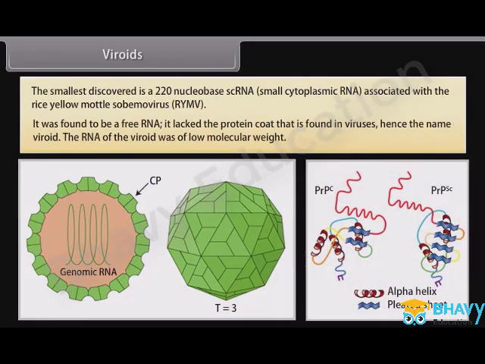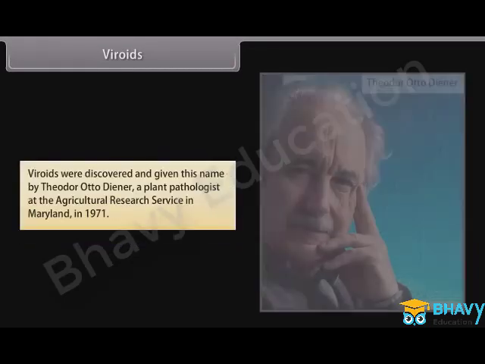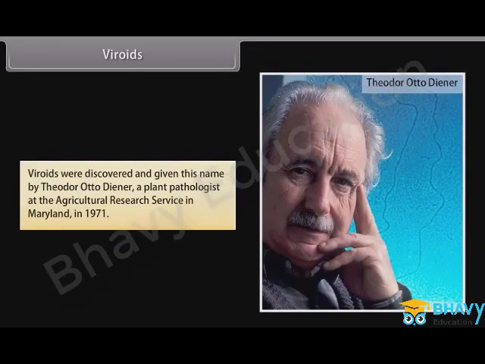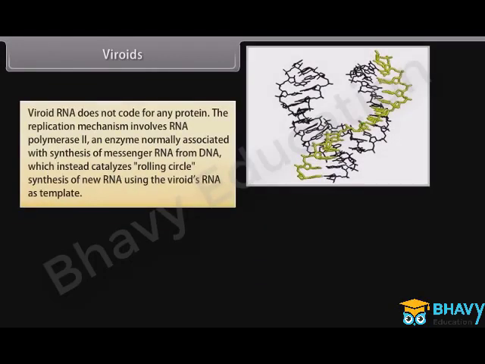It was found to be a free RNA. It lacked the protein coat that is found in viruses, hence the name viroid. The RNA of the viroid was of low molecular weight. Viroids were discovered and given this name by Theodor Otto Diener, a plant pathologist at the Agricultural Research Service in Maryland in 1971. Viroid RNA does not code for any protein.